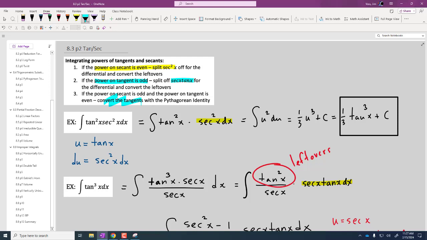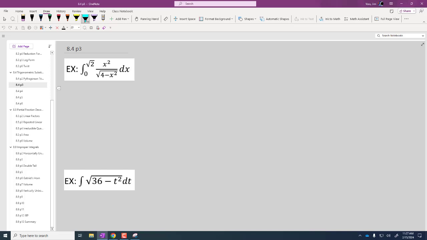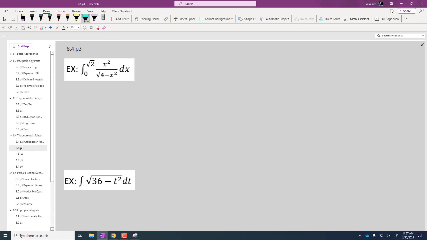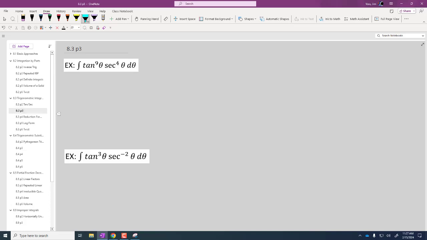So let's take a peek. I think you're in 8.4 before, and we're supposed to be up here somewhere. There you go. All right, so here's one. All right, you all want to try this one?